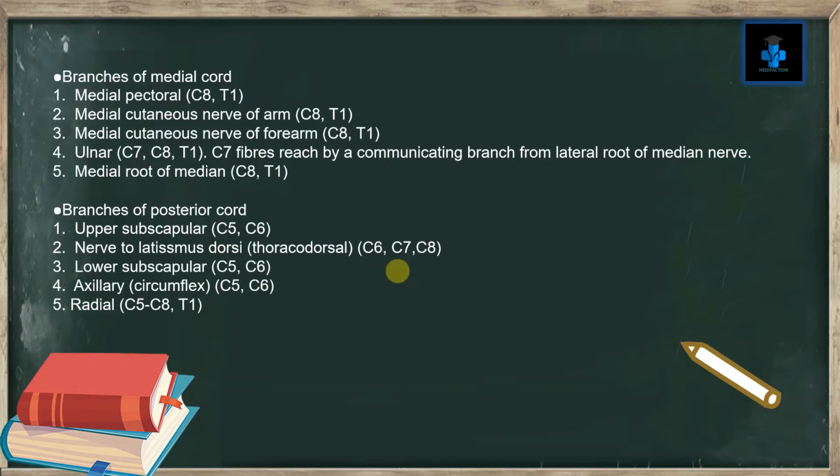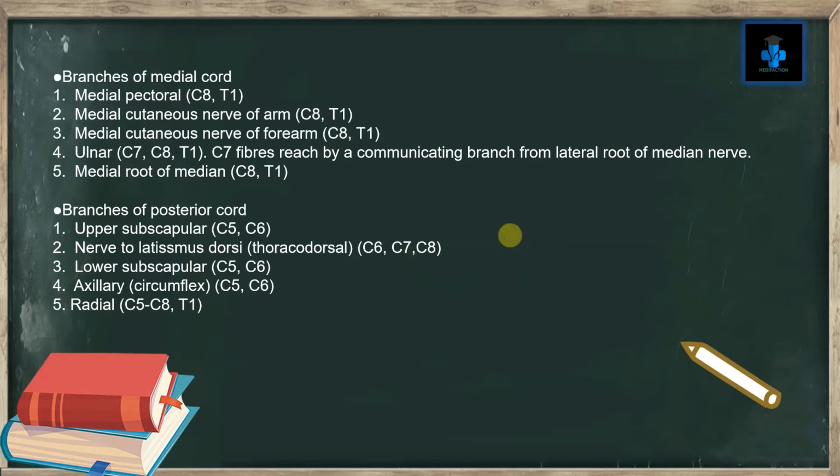Branches of the medial cord. Medial pectoral, which arises from C8, T1. Medial cutaneous nerve of arm, C8, T1, and medial cutaneous nerve of forearm, also from C8, T1. The ulnar, C7, C8, T1. C7 fibers reach by a communicating branch from the lateral root of the median nerve. Medial root of median arises from C8, T1. Branches of posterior cord.